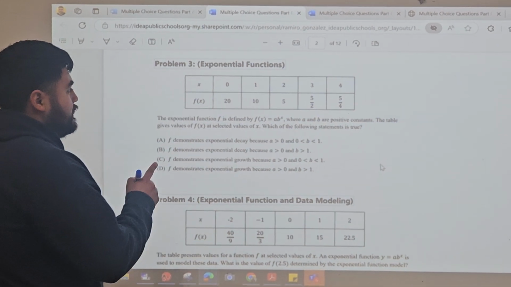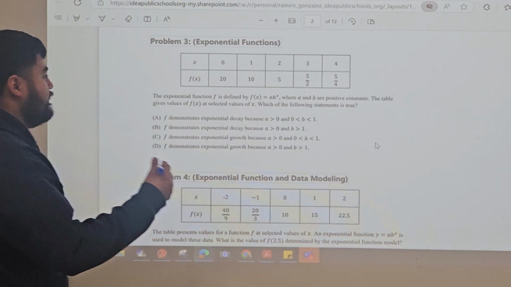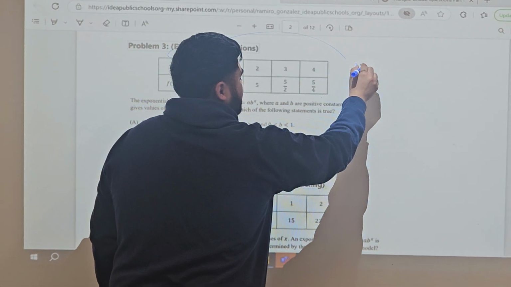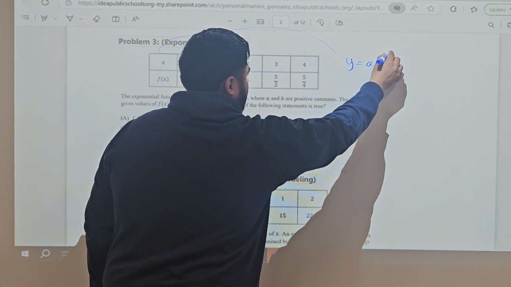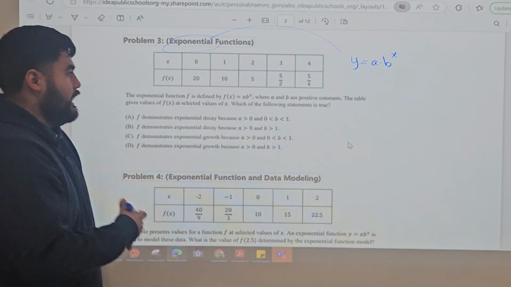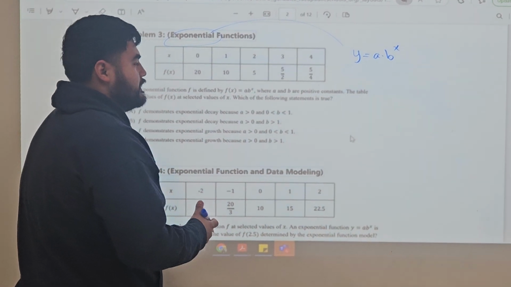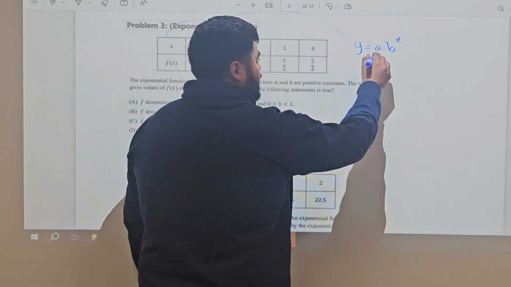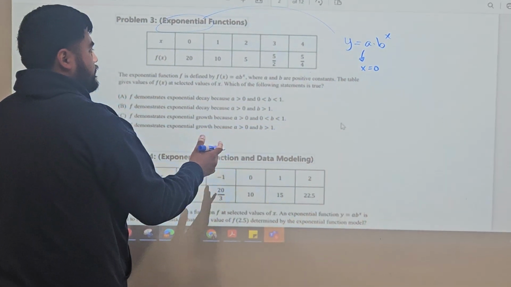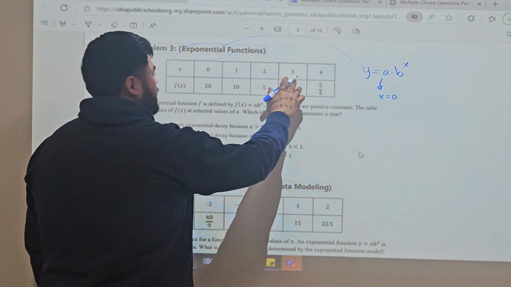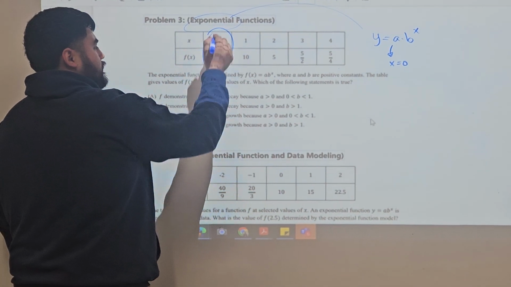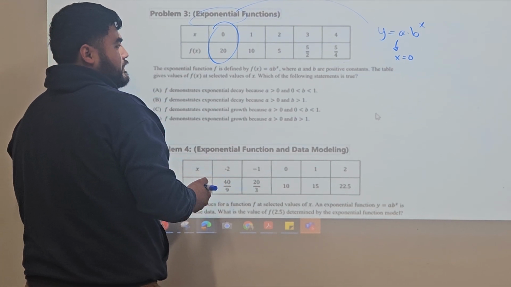So, exponential functions, right? You have to remember, exponential means that the equation is y equals a times b to the power of x, right? So as you know, at this point, for a, your x is 0. So you have to try to figure out, when x is 0, what is my y value? If you look at the table, once again here, the only 0 is this one, the initial one. So my value for a is 20.